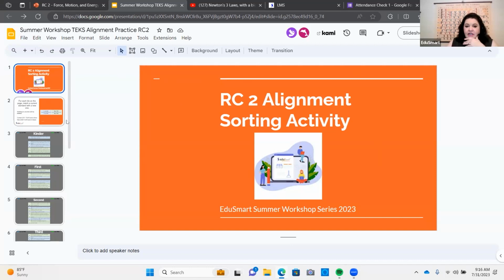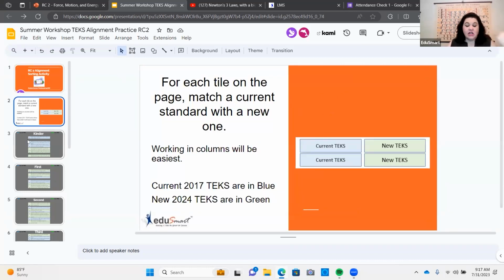When you click on the link, you're going to see one slide per grade level. Working in columns, we want to line up the current 2017 streamlined TEKS with the new 2024 TEKS. There may be alignment and there may not. So find your grade level or whatever grade level you would like to work in. There are a lot fewer standards for this than there have been for the last two reporting categories. Earth and space and organisms and the environment are both huge reporting categories.